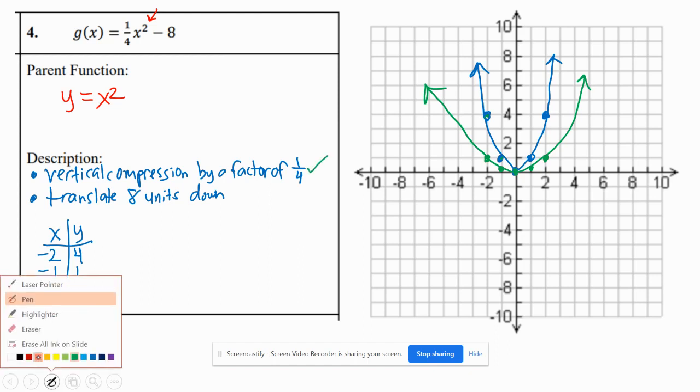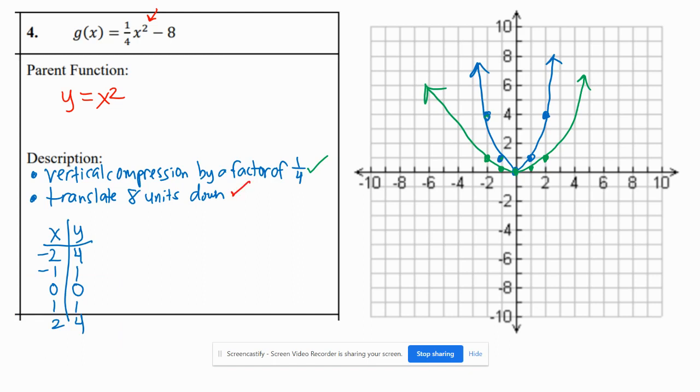Okay, and then this one didn't have a lot of transformations. The next one just says take the function 8 units down. So looking at the green one, we're going to take each point down 8 units. So 1. That will put it right here. And the next one will be roughly here, then here, then here, and here. Okay. So the red function will be our final function. We started with the blue parent function. Then we did a vertical compression, which gave us the green one. Then we translated 8 units down, which gives us the red one.